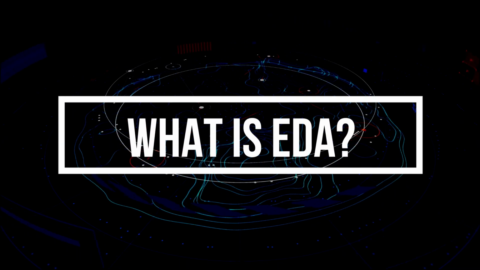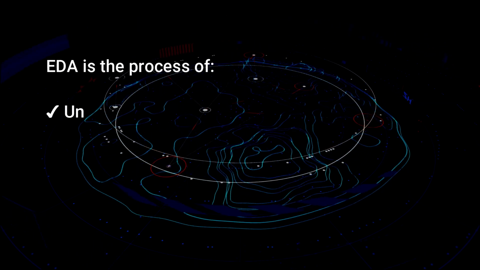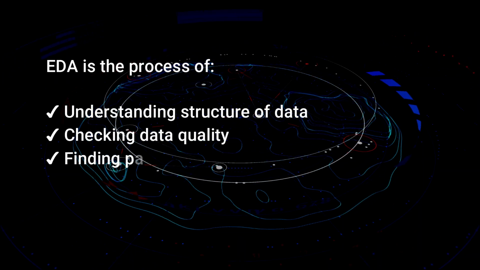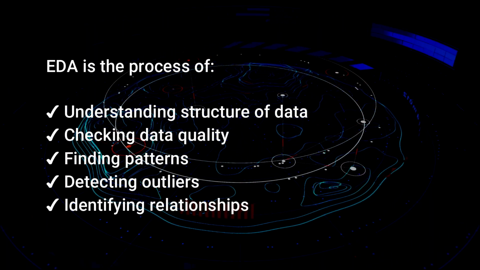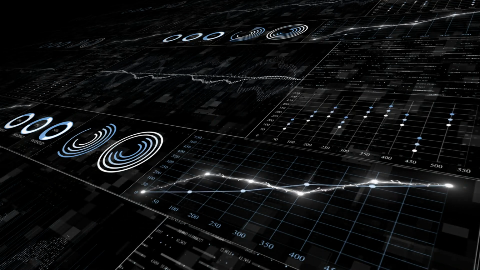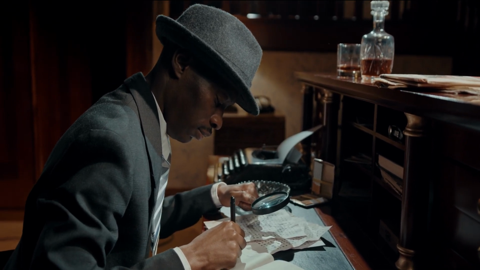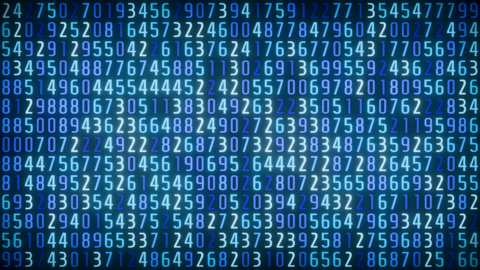So now let's understand what EDA is. EDA is the process of understanding the structure of data, checking data quality, finding patterns, detecting outliers, and identifying relationships. Before machine learning, dashboards, and reports, EDA is always step 1. Think of EDA like a detective before solving the case. You study the clues. Now let's see one example where we are just going to load the data and do some EDA. Okay, so let's start with a simple dataset.